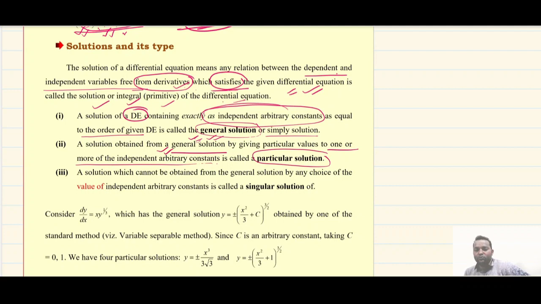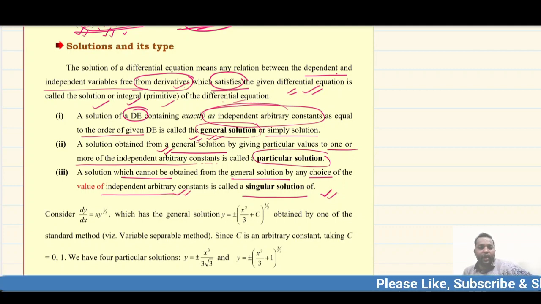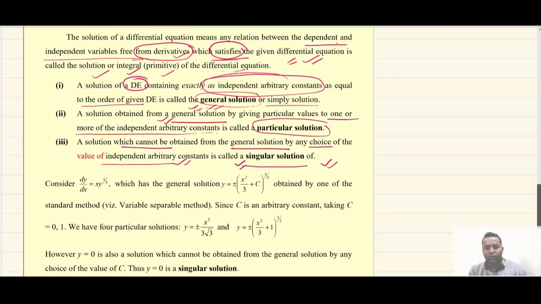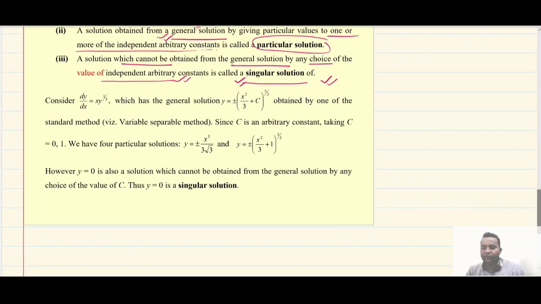And the last solution is the singular solution. Singular solution is basically that solution which cannot be obtained from the general solution by any choice of the values of the independent parameters or independent arbitrary constants. That solution is said to be a singular solution. Suppose here we have mentioned a differential equation.